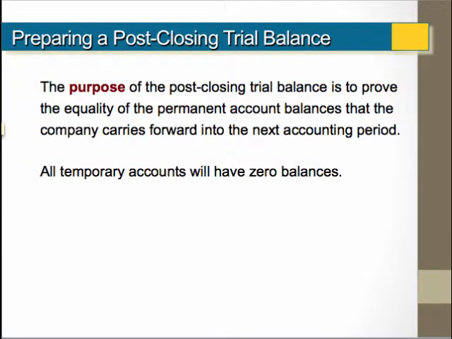Once we've closed out the books, we should perform one more trial balance called a post-closing trial balance. The reason why we do a post-closing trial balance is we want to list all the accounts with balances to ensure that the debits equal the credits. Also, we want to make sure that we have identified all of the temporary accounts and that we've closed them out.